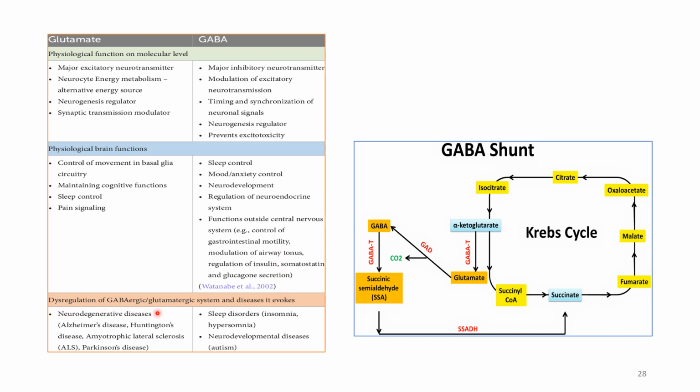If you see dysregulation of the GABAergic or glutaminergic system, there will be neurodegenerative diseases. If the glutamate system fails, then neurodegenerative diseases will occur, like Alzheimer's, Huntington's, amyotrophic lateral sclerosis, and Parkinson's disease. If GABA fails, then you can see sleep disorders, that is insomnia and hypersomnia, and neurodevelopmental diseases like autism.